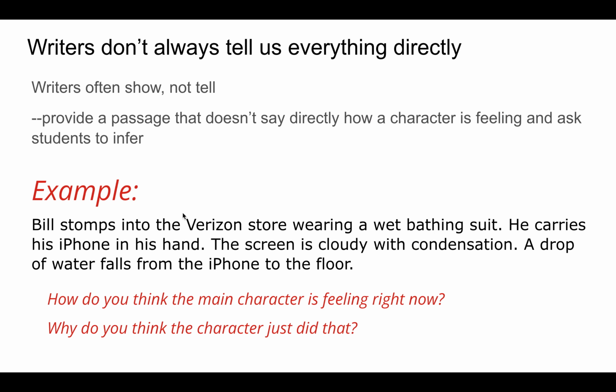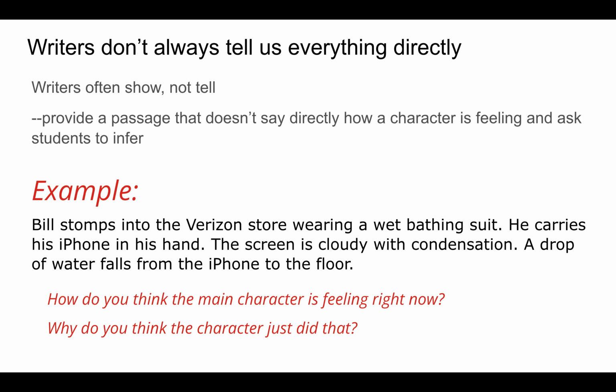So again, writers don't always tell us everything directly. They often show and not tell. So in their language, in their writing, they may describe something but not tell you exactly what to make of what they're describing. And we do that because it's good writing. So here's an example. Bill stomps into the Verizon store wearing a wet bathing suit. He carries his iPhone in his hand. The screen is cloudy with condensation. A drop of water falls from the iPhone to the floor.